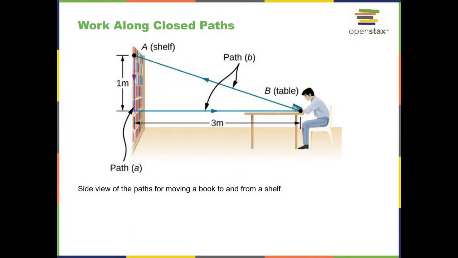So all of this is to indicate that this is an example of a conservative force, where if we do this closed path, we end up not doing any work in total. All of the work that is being done in one part of the path is cancelled by the work that is being done in another part of the path.